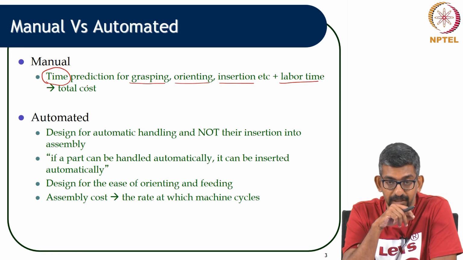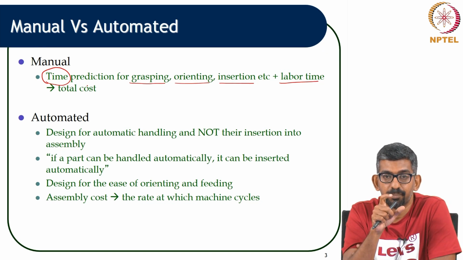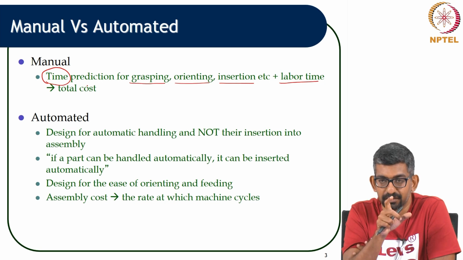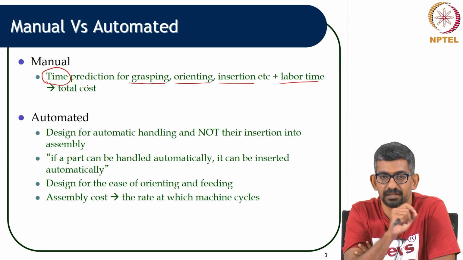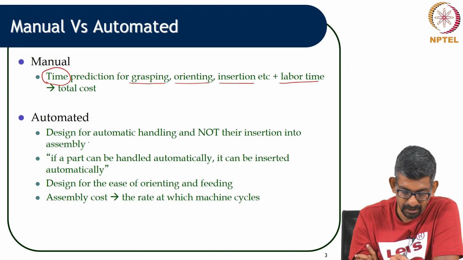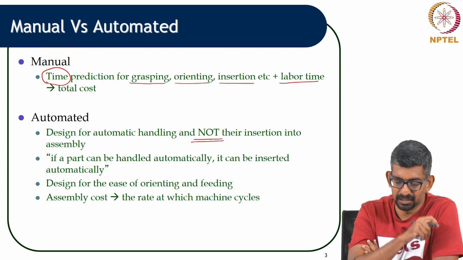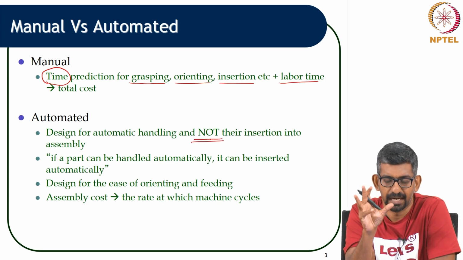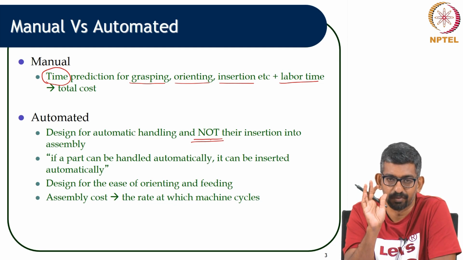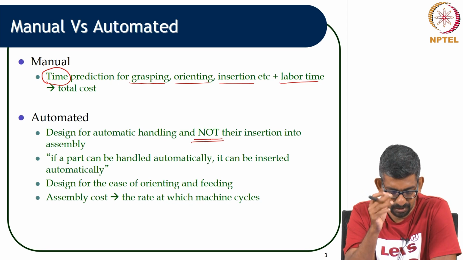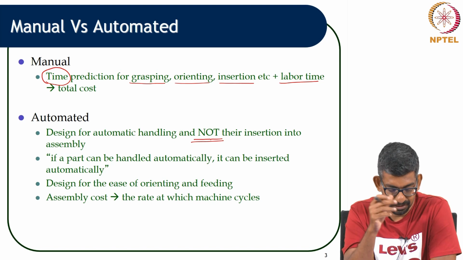However, in the automated design, the basic assumption is that if a component can be handled, you can safely assume that it can also be inserted. That is what is pointed out here. So, for automatic handling we really do not consider the insertion into the assembly, it is only the handling part. If a part can be handled automatically, it can be inserted automatically, that is all. So, there is no distinguishing. We are not distinguishing handling and insertion.